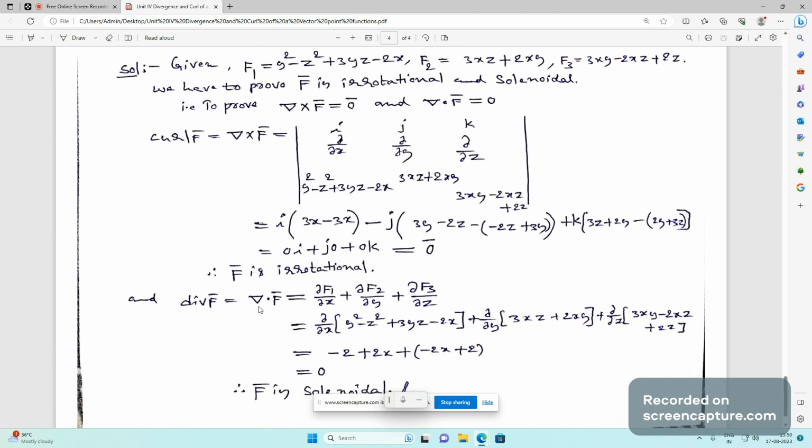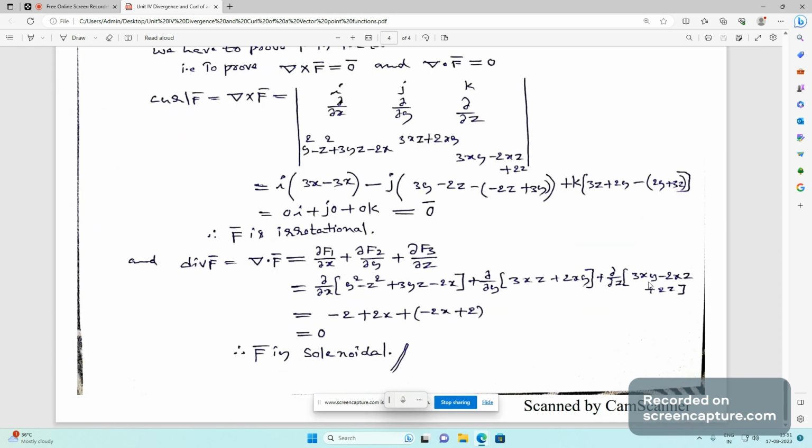Divergence of A bar, del dot A bar, just calculating. So it will be 0. So therefore A bar is solenoidal.